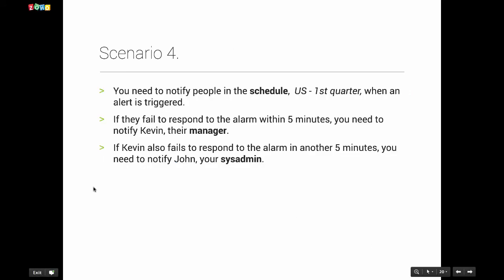This is my scenario 4. Here, I have to notify people in my schedule, that is in the US first quarter, whenever an alert is triggered. If the on-call person in my schedule failed to respond to the alarm, then within 5 minutes, I have to send the notification to Kevin. If Kevin also doesn't respond to the alarm in another 5 minutes, then I have to send the next level of notification to John.